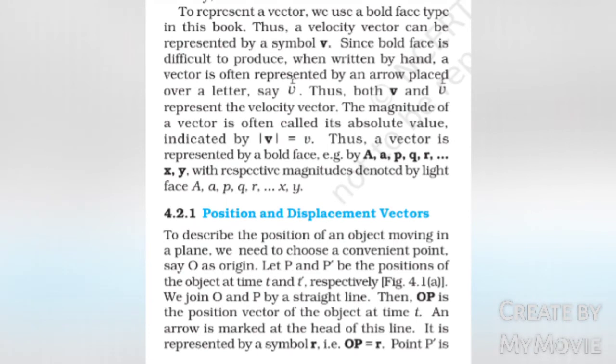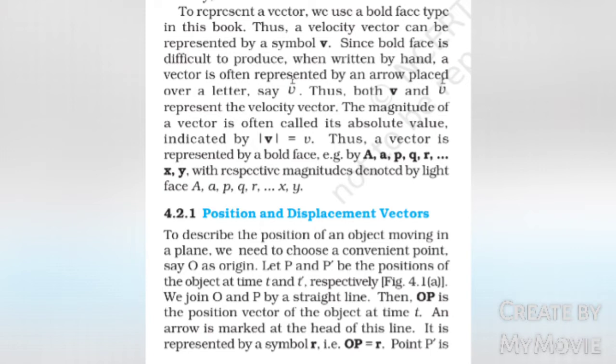To represent a vector, we use a boldface type in this book. Thus, a velocity vector can be represented by a symbol bold V. Since boldface is difficult to produce when written by hand, a vector is often represented by an arrow placed over a letter, say V bar.